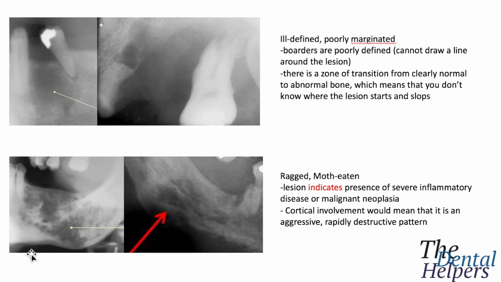And then there's also ragged moth-eaten. Now, if we look at this image right here, it kind of looks like somebody chewed it up. So that's where they came up with the moth-eaten, and ragged is a very simple way of saying, hey, this does not look good. Now, these types of lesions are going to indicate a severe inflammatory disease or malignant neoplasia. So this is going to be of concern because if it has cortical involvement, this is going to indicate that it is something aggressive or a rapidly destructive pattern, which in both cases we would be really worried about.